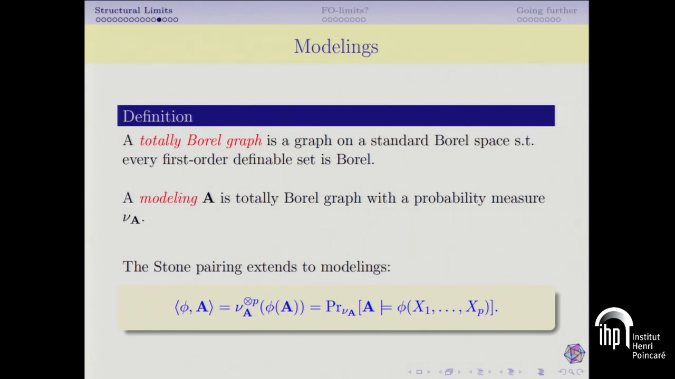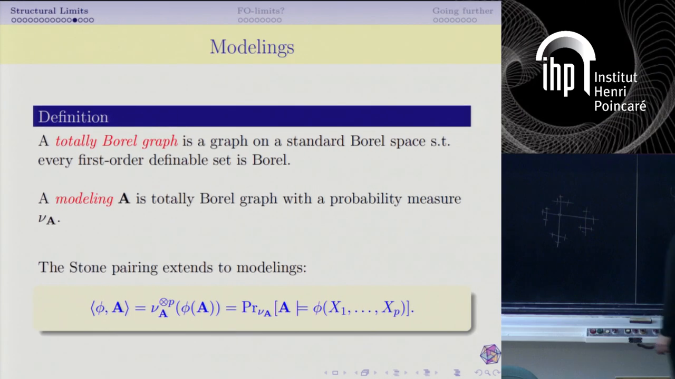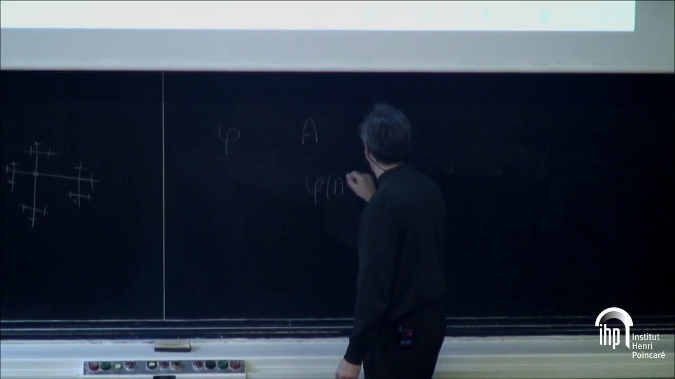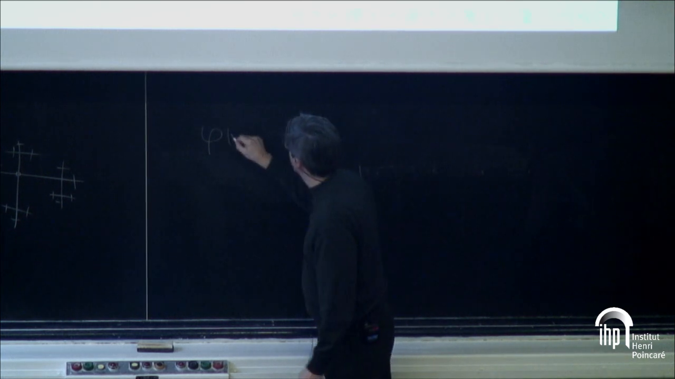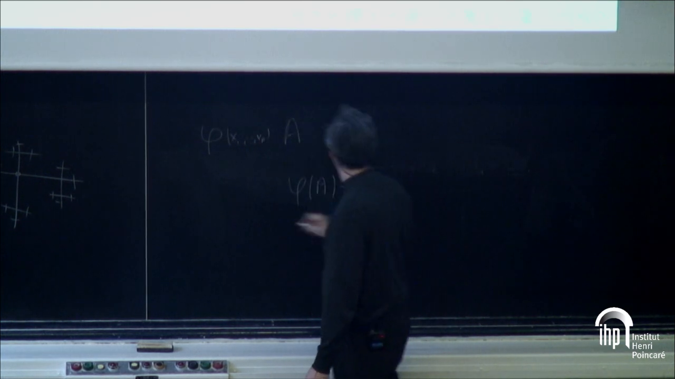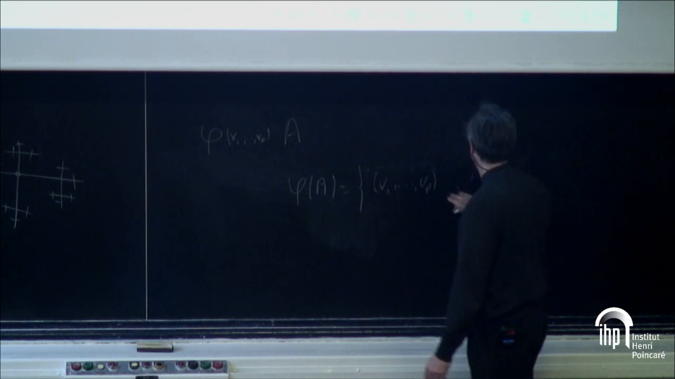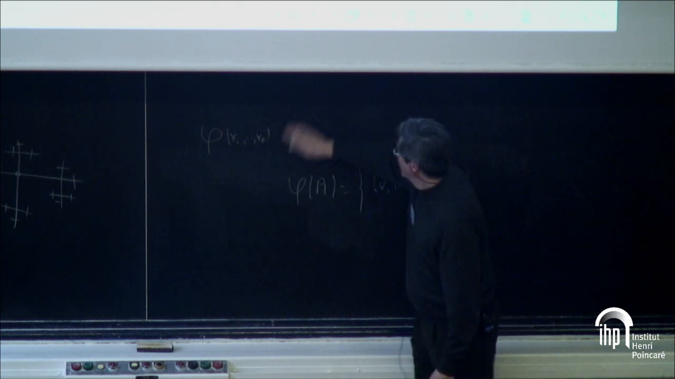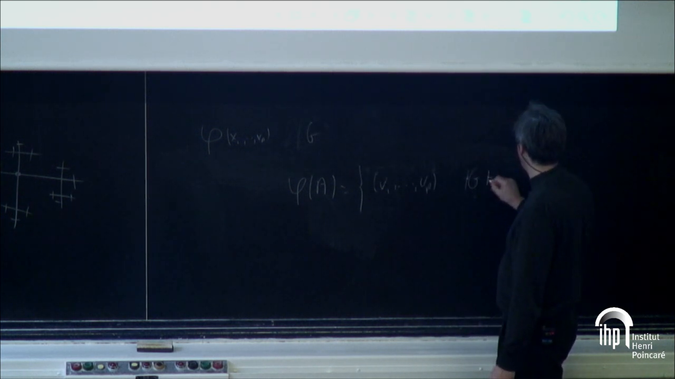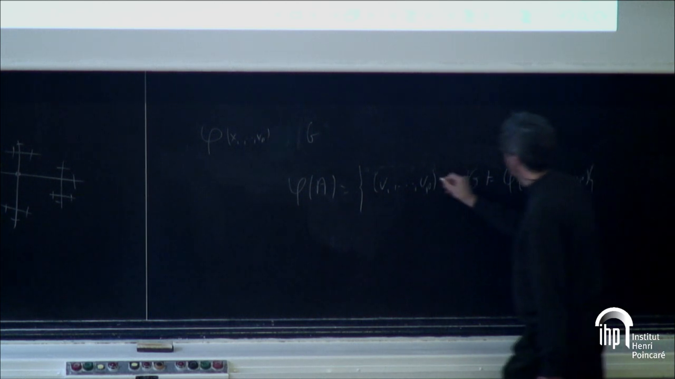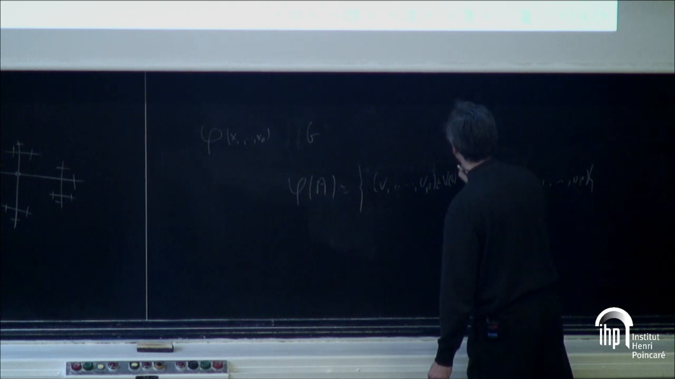Excuse me? What do you mean by definable? So if you have a formula phi of x1 up to xp and a structure A, I will simply define phi of A as the set of v1 up to vp such that, in the graph, G satisfies phi of v1 up to vp. It is in V of G to the p.